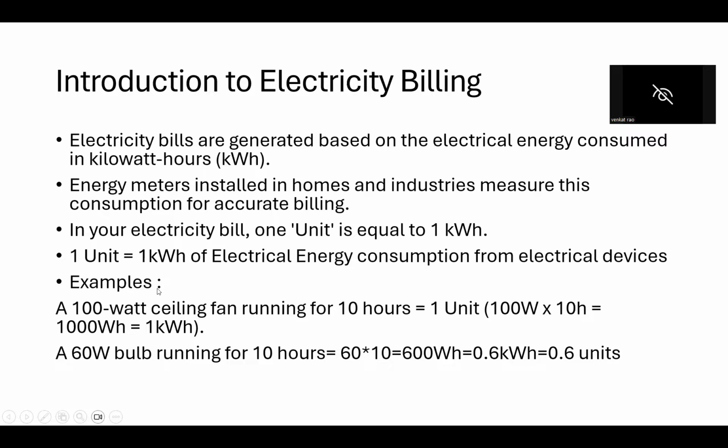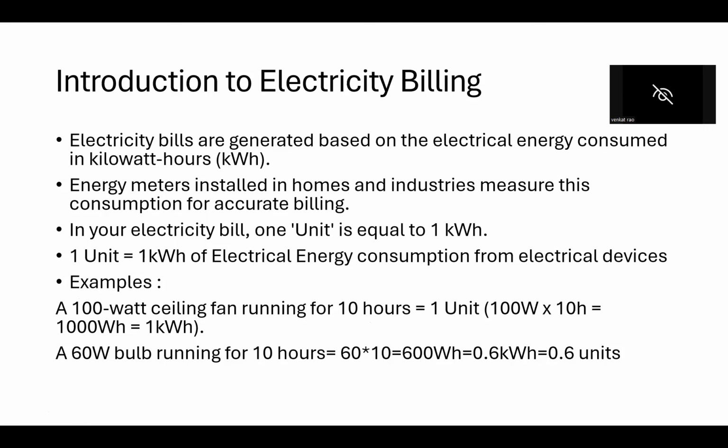For example, there is a ceiling fan at our home. A ceiling fan is operated with a power rating of 100 watts. This rating is displayed on the fan itself, so we can directly see it on the fan. So a 100-watt power rating fan is running for 10 hours.